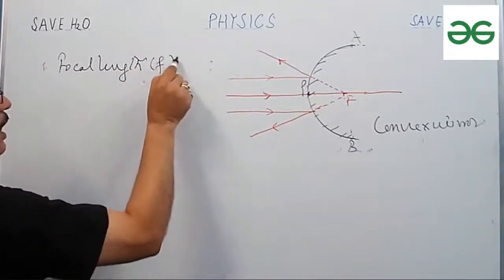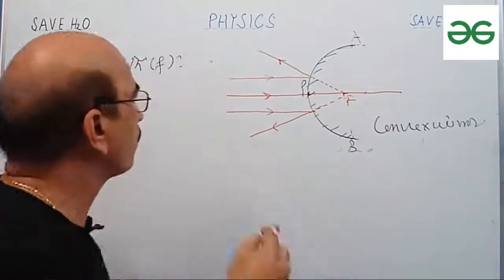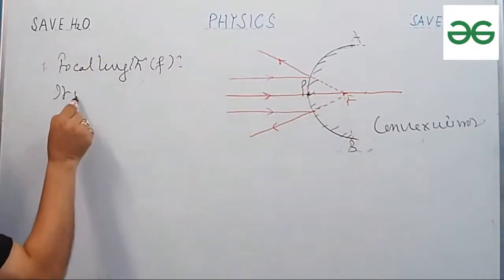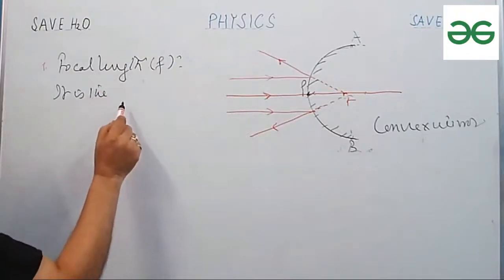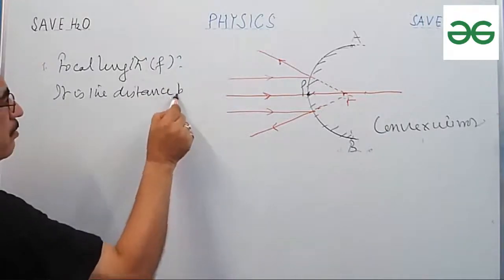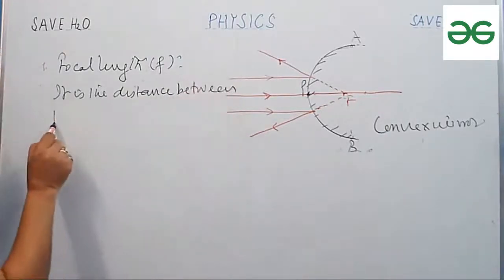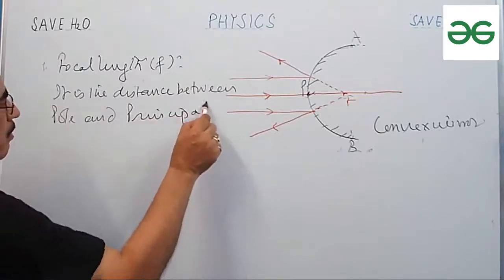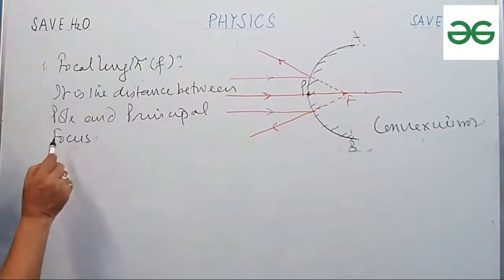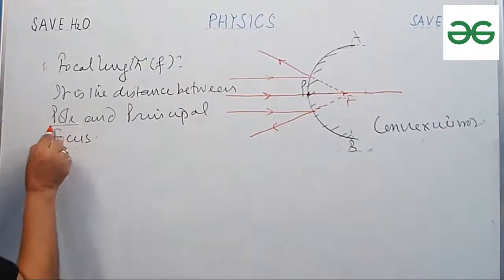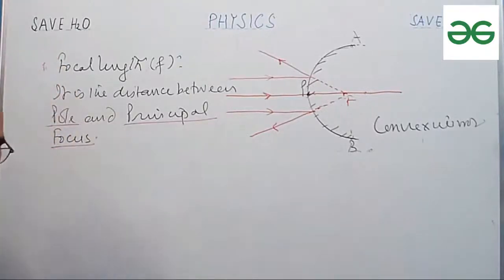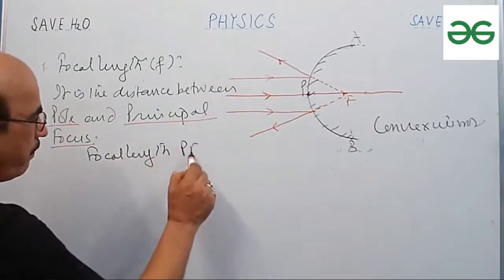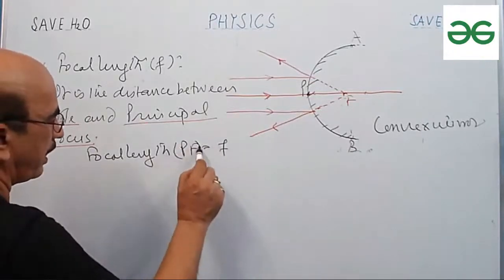Focal length is represented by small f. Focus is capital F and focal length is small f. So focal length क्या है देखिए, तो PF, ये PF जो है, this is called focal length. So it is the distance between pole and principal focus. Okay, so it is the distance between pole and principal focus. So ये pole underline कर दिया हमने, principal focus को underline कर दिया. So here focal length PF is represented by small f.